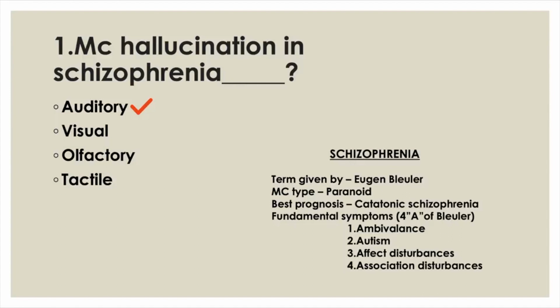Schizophrenia, the term given by Eugen Bleuler. Most common type, paranoid. Best prognosis, catatonic schizophrenia. Fundamental symptoms, four A's of Bleuler: ambivalence, autism, affect disturbances, association disturbances.